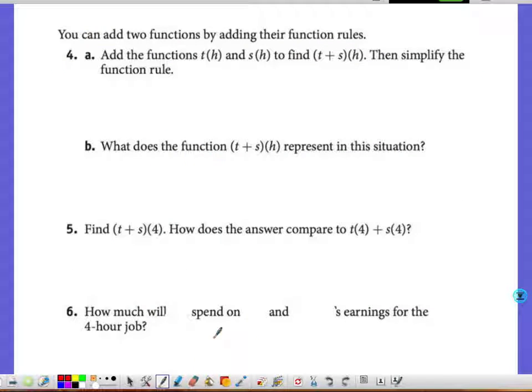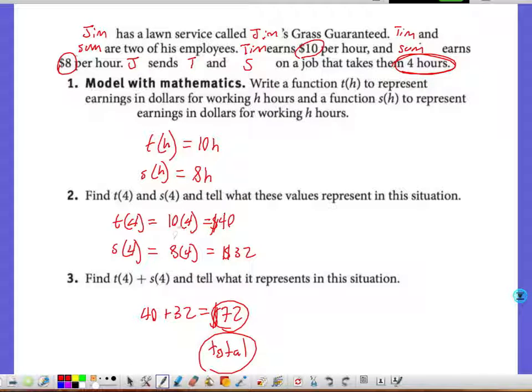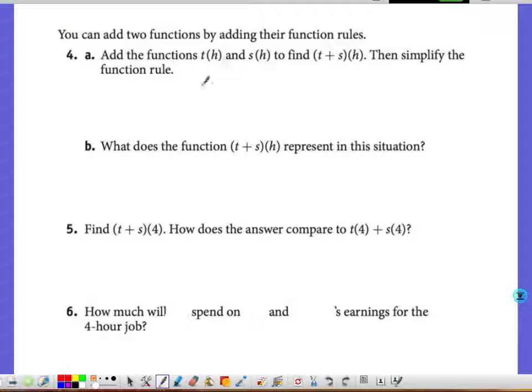You can add two functions by adding their function rules. So again, we're still talking about function rules. These are the function rules. If we wanted to add t of h plus s of h, this is what the notation looks like: t plus s of h. Well, this is a new type of notation here. I don't think we've seen this before. How am I going to use this to find what t of h plus s of h are?